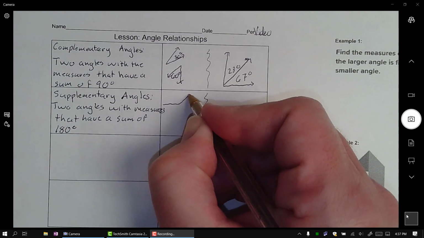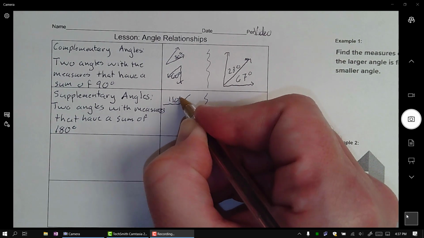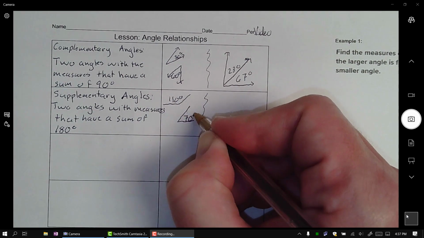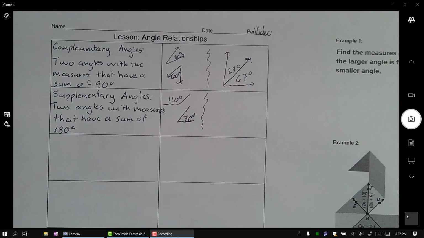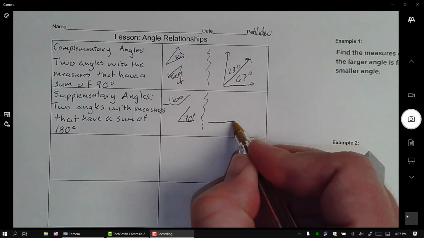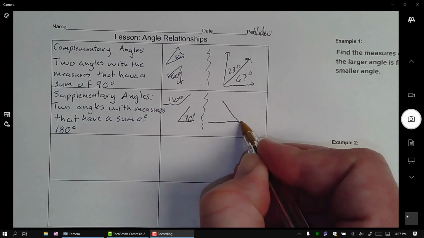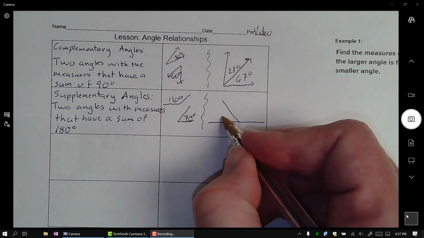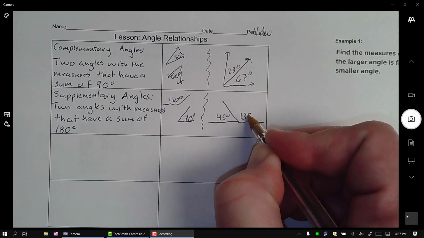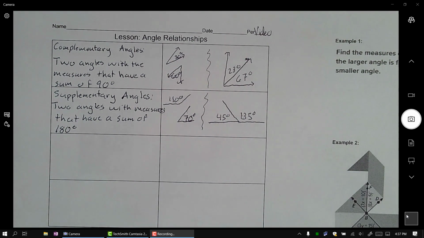I have this angle right here, which is 110 degrees. I have this angle right here, which is 70 degrees. So I put those two together, I get 180 degrees. Another example would be this angle right here with this angle here. So this is 45 degrees, and this is 135 degrees. So those two together sum to give you 180 degrees.